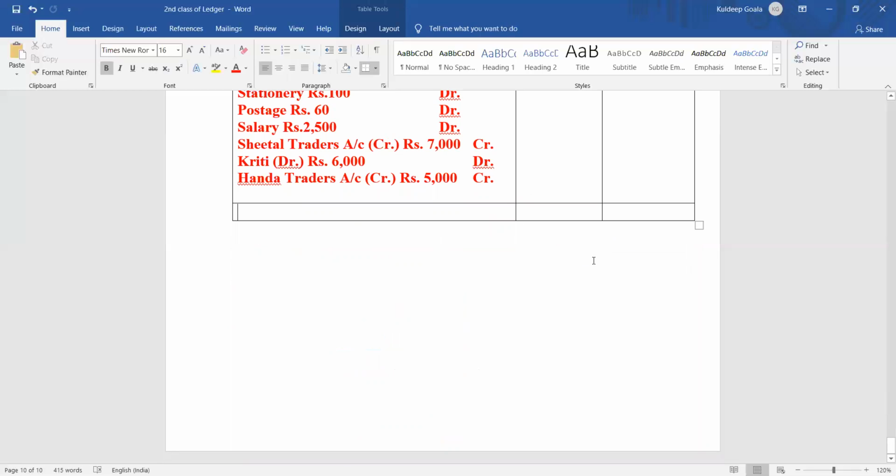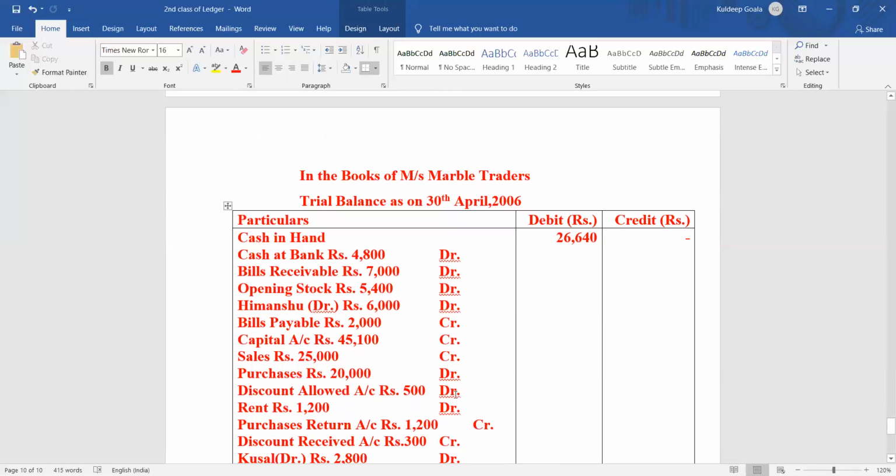Clear? Then moving back again, the next item, that is cash at bank. Now cash at bank is also again debit, so it will also appear in the debit side, right? It will also appear in the debit side. Okay, it is this not required.